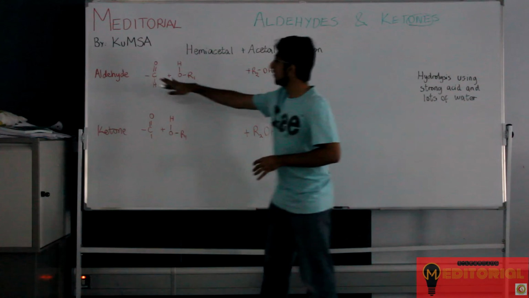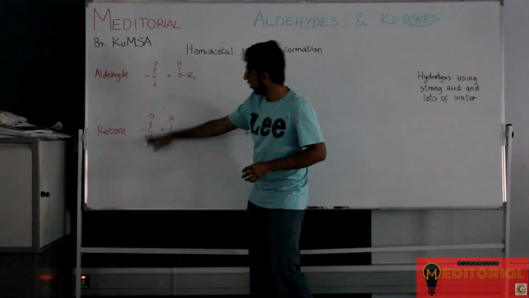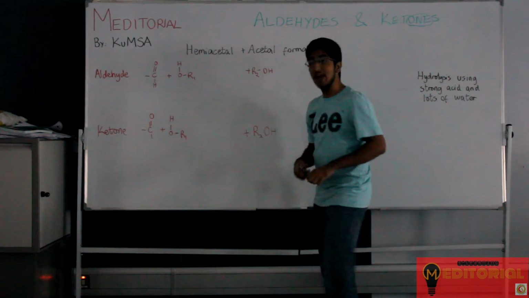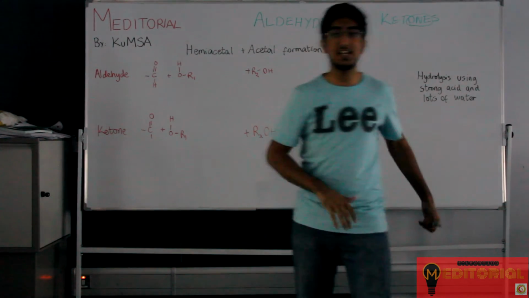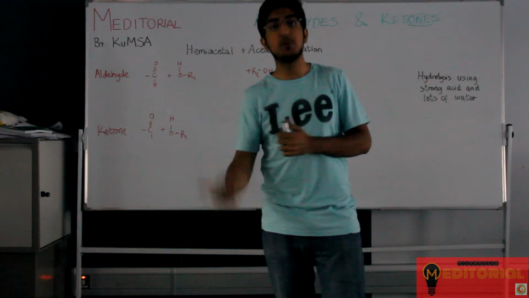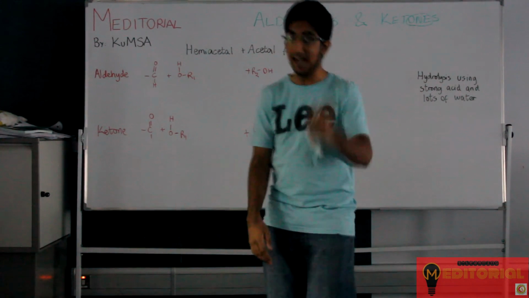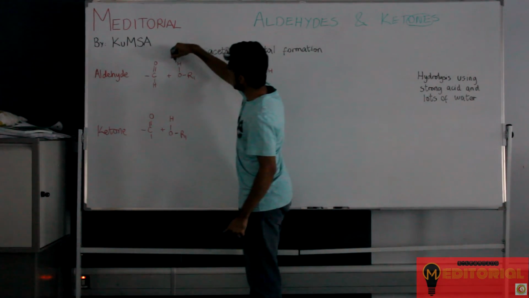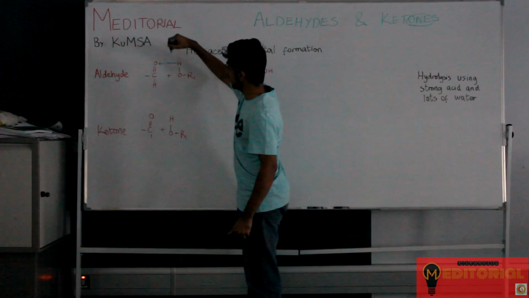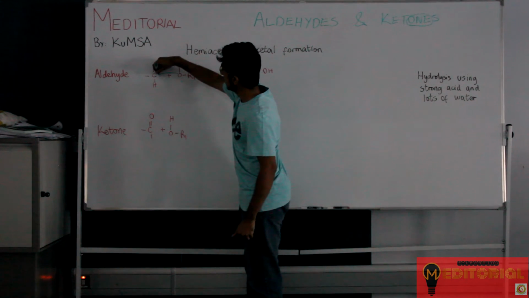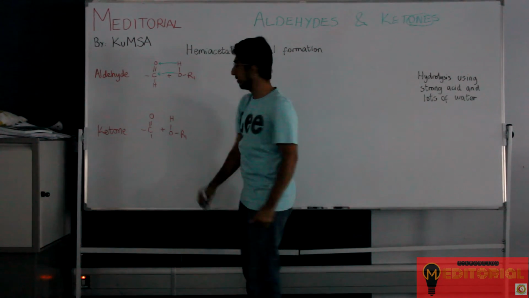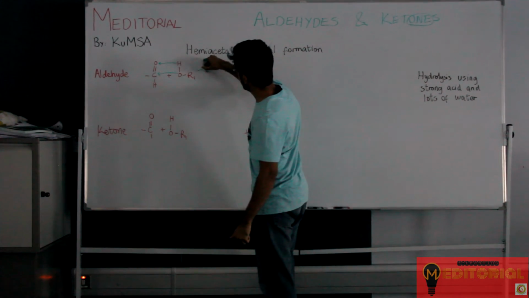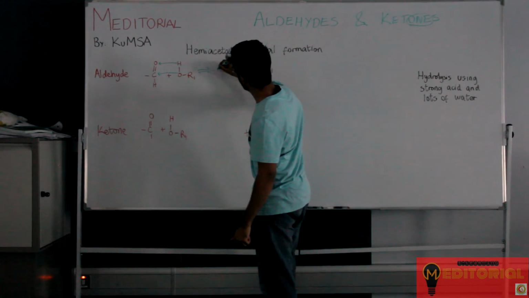So an aldehyde is here, a ketone is here. We're going to see how they react with an alcohol. If an aldehyde or a ketone reacts with an alcohol, that's when you start to form hemiacetals and acetals. That's a very important point to remember. So what happens here is this hydrogen connects with this oxygen, and this oxygen connects with this carbon. So you end up getting something like this.